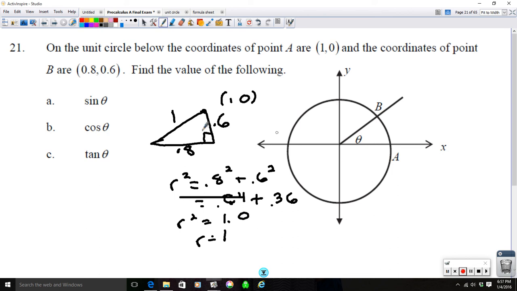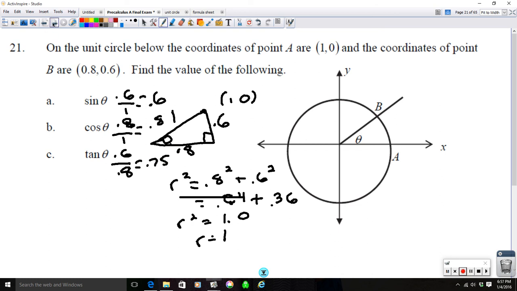Okay, so therefore, if this is the reference triangle here, sine is going to be opposite over hypotenuse, or y over r. So it's 0.6 over 1, which is 0.6. Cosine is adjacent over hypotenuse, which is 0.8 over 1, or 0.8. And tangent is opposite over adjacent, or y over x, which is 0.6 divided by 0.8, which simplifies to 6/8 or 0.75.